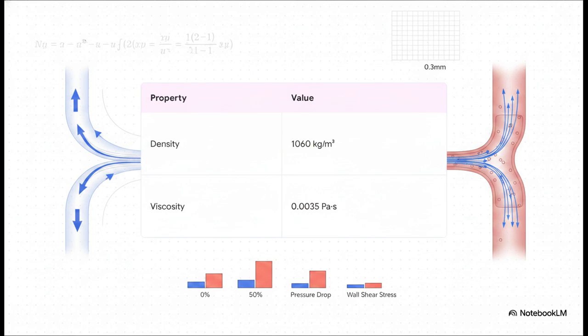For this specific 2D, steady-state, laminar flow model, we're keeping things a bit streamlined to simplify the complex nature of human blood. We're treating it as an incompressible Newtonian fluid. We lock in a density of 1,060 kilograms per cubic meter and a dynamic viscosity of 0.0035 pascal seconds. This gives us a really solid baseline that mimics actual physiological properties.